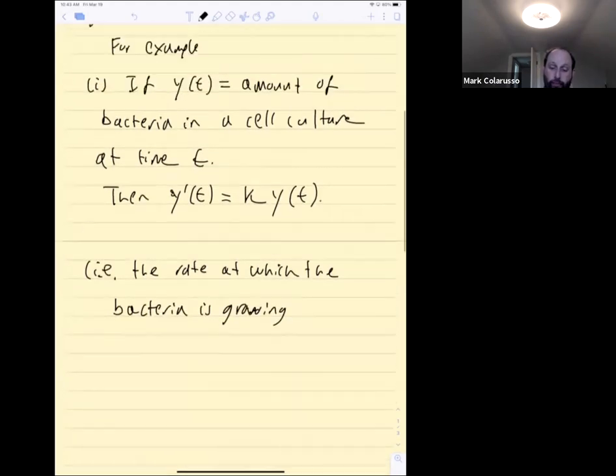The bacteria is growing at a rate that is a multiple of the amount of bacteria present at the given time t.